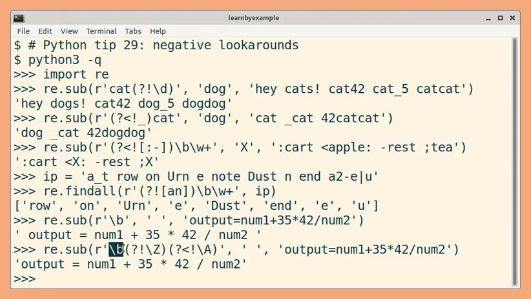So in this case, there are 3 zero width patterns. You can use any of the 6 different combinations here. The order does not matter because they only assert a condition without consuming characters.